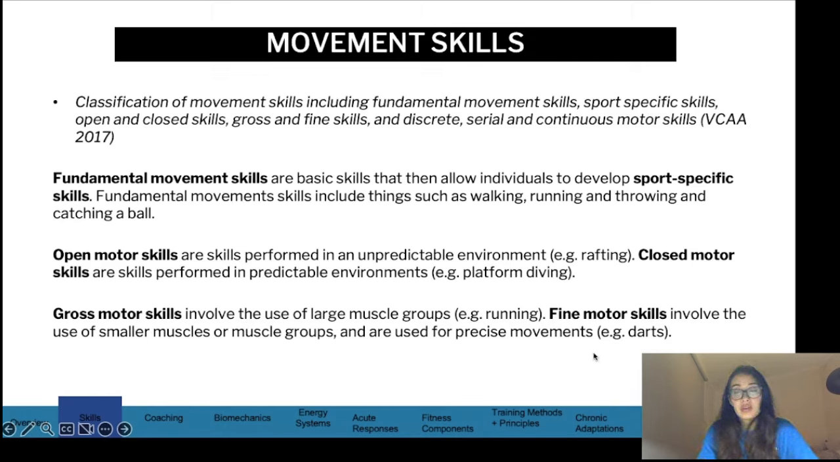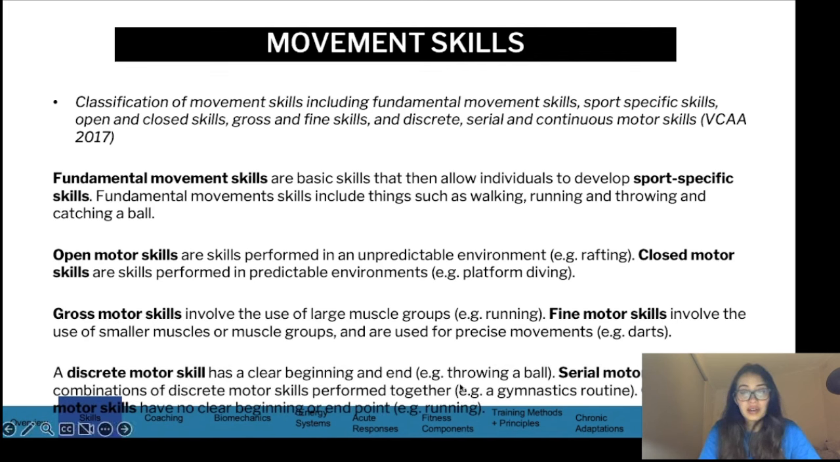We've got open and closed motor skills. These also must be in your repertoire of things that you can define. So open motor skills are skills performed in an unpredictable environment, whereas closed motor skills are performed in a predictable environment. Gross motor skills involve the use of large muscle groups such as running, and fine motor skills involve the use of smaller muscle groups or muscles, and the use of precise movements. So things such as darts or chess are considered fine motor skills.